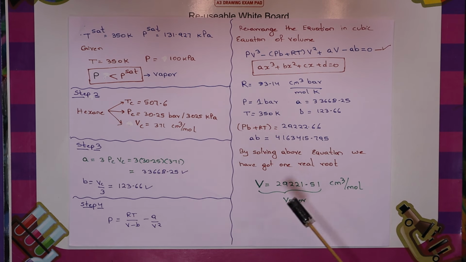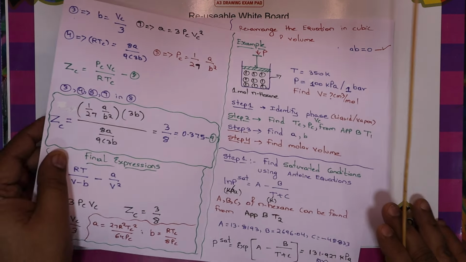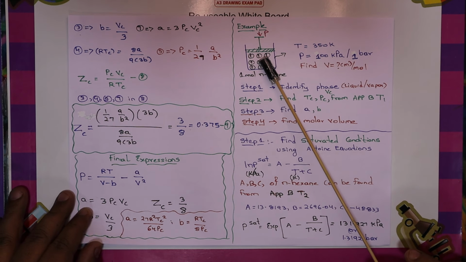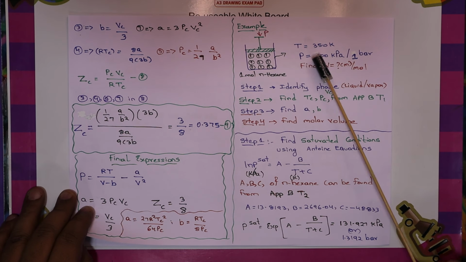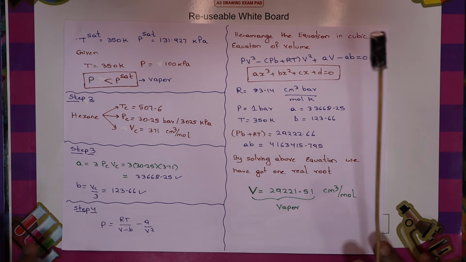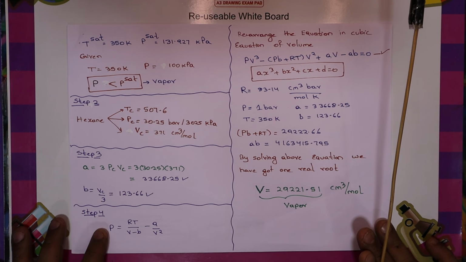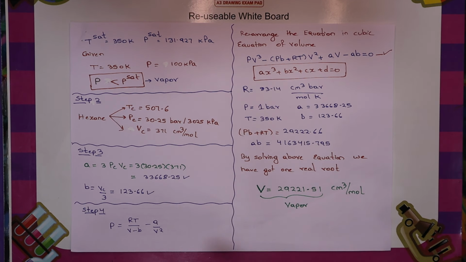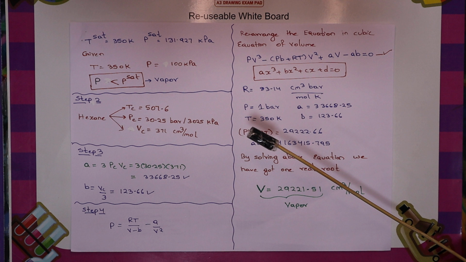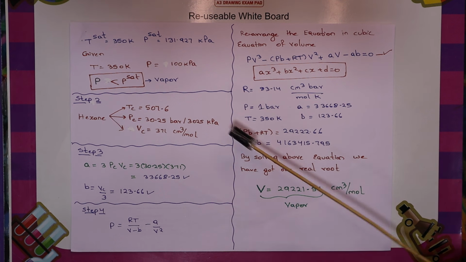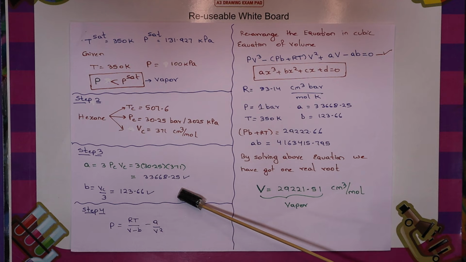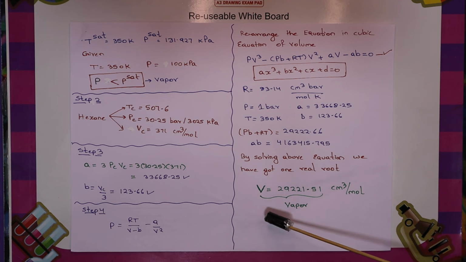This is the molar volume of n-hexane in the vapor phase at temperature 350 Kelvin and pressure 100 kilopascals. I hope you have now understood how to use information like saturation pressure and saturation temperature data to identify vapor or liquid. You can then calculate the constants a and b for the van der Waals equation of state, and thereby solve for the molar volume of n-hexane. Thank you. Let us meet in the new lecture.